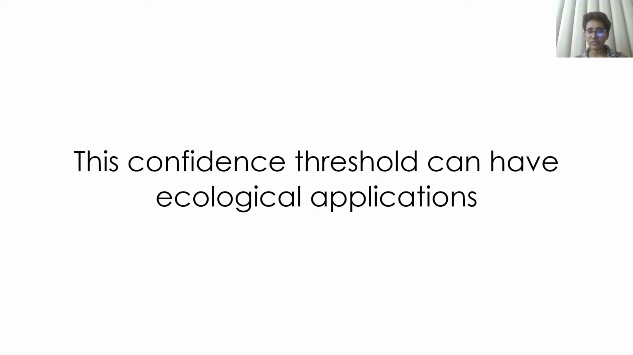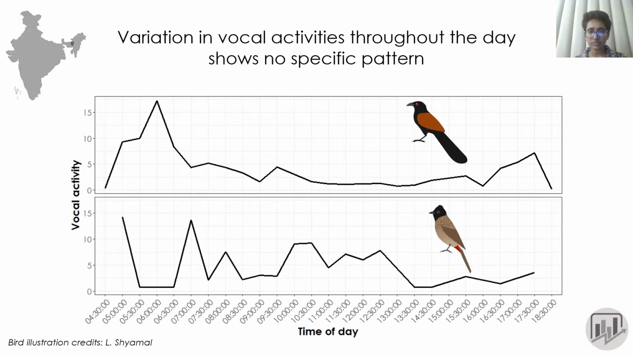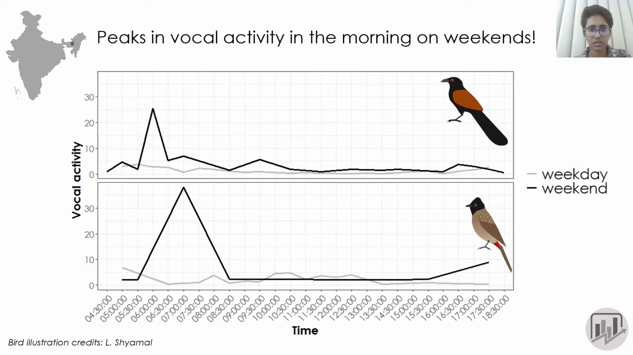We then use this confidence score threshold, above which 95% of the detections are correct, to filter the detections and plot vocal activity patterns. These are our preliminary findings. While we would expect the vocal activities to show distinctive dusk and/or dawn peaks, there seem to be no specific diurnal vocal activity patterns for the two species.